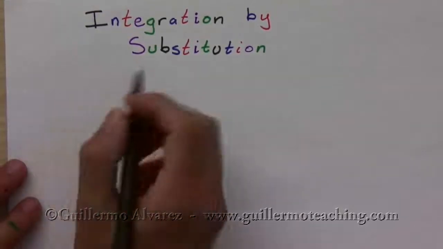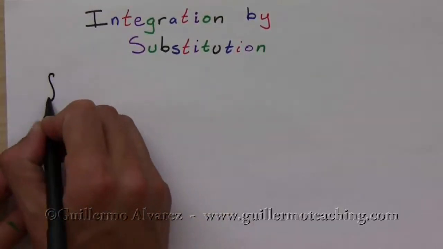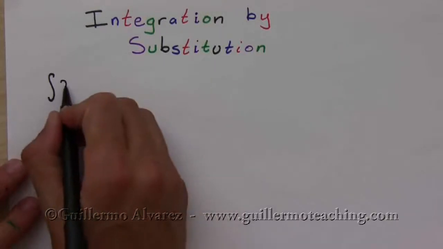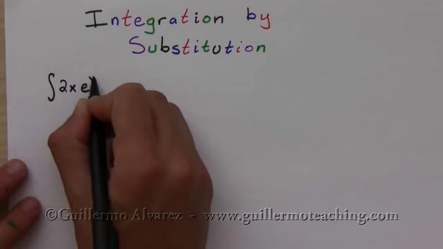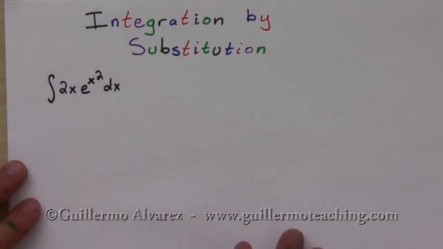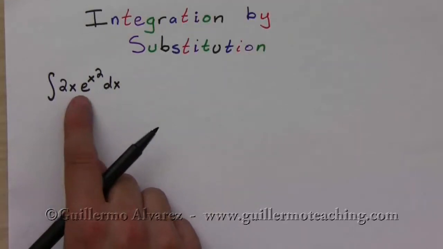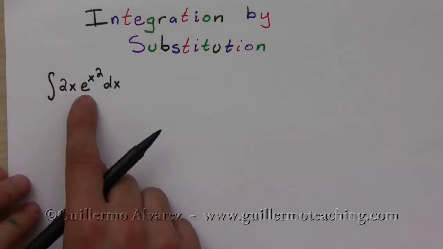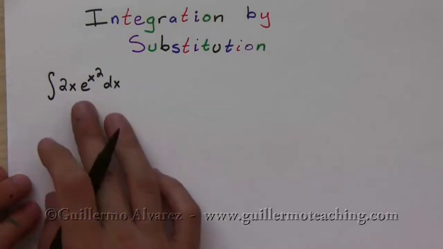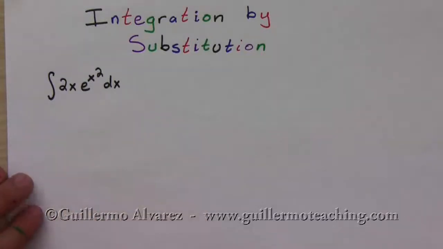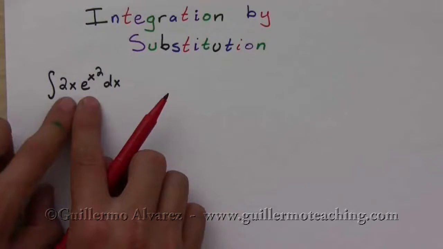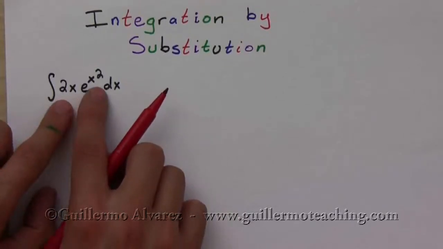So first off, let's say we're trying to find the integral of, for example, 2x e to the x squared dx. Now if you look at this, we don't have a rule for when we have a product. We're integrating a product, so we think about this. If we remember what this is asking us to find, it's asking us to find the antiderivative of this function right here, 2x e to the x squared.